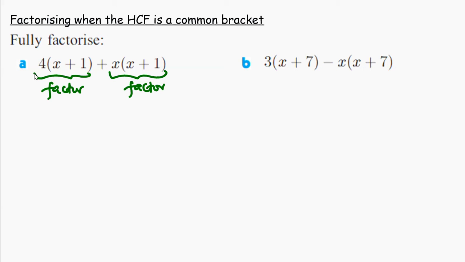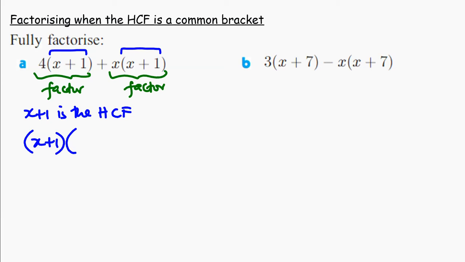But what I'm looking for is a common factor. Obviously, if you look at the first factor on the left, you can see that x plus 1 is a factor, and x plus 1 is a factor, and these are common. In fact, it's the highest common factor. So x plus 1 is the highest common factor. If I take x plus 1 outside the bracket, what will remain inside the bracket will be 4 and x. So 4 plus x.